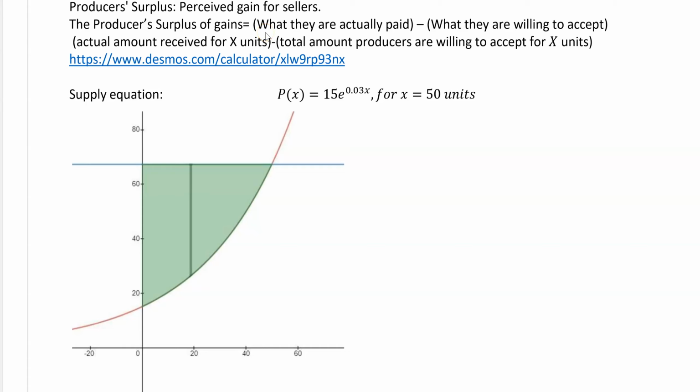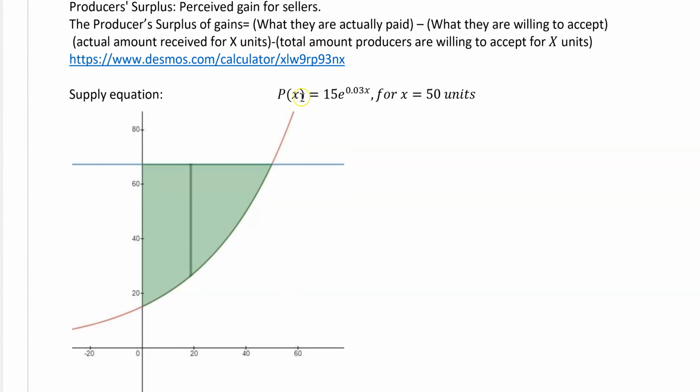All right, producer surplus. It's basically the same thing as consumer surplus, but on the producer's side. Producer surplus is not an actual surplus of product, but it's a perceived gain for sellers, so they feel like they're making more money than they would have. It's what they are actually paid for something minus what they are willing to accept. So when we have a nice positive producer surplus, the producer is happy. Let's look at this with Desmos.